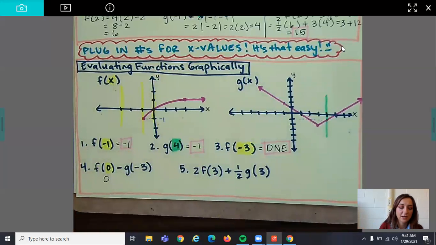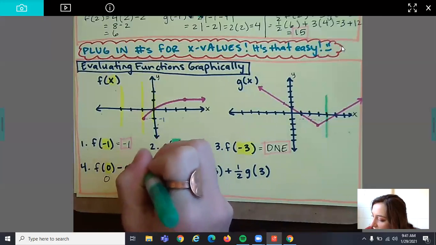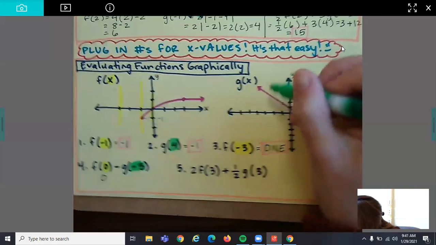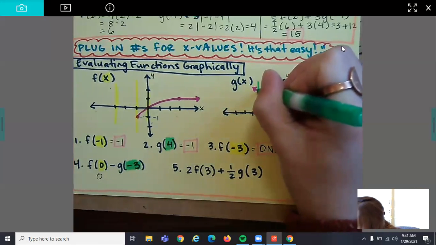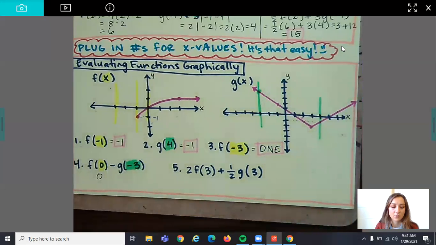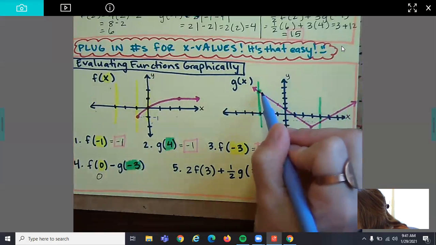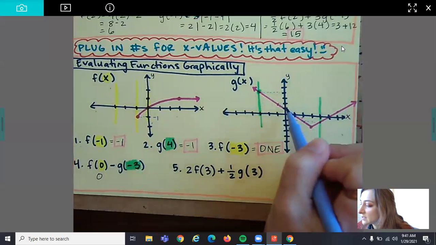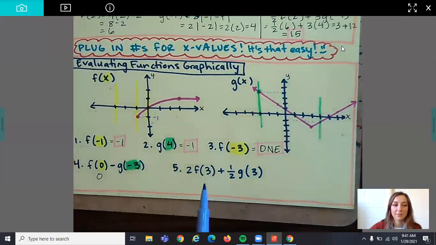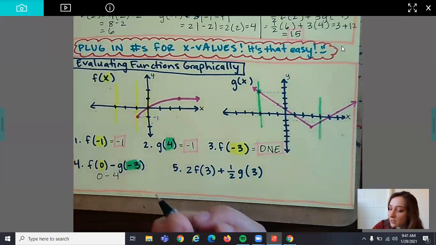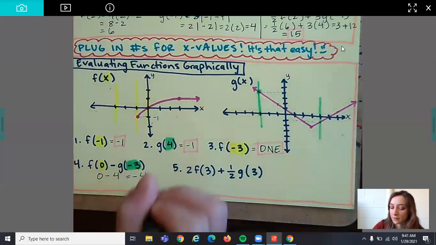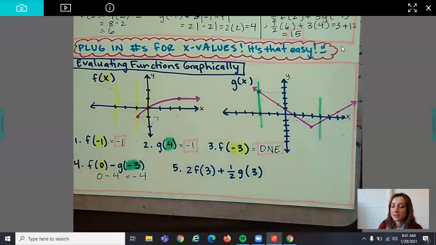Now let's look at g. g of -3, that means I'm going to go to -3 on the x-axis. 1, 2, 3. I'm going to draw my line. And you can see it's hitting this point right up here. So I'm going to see what the y value is that's associated with that. And you can see that's +4. So that means that g of -3 is +4. So it's going to be 0 minus 4. And 0 minus 4 is going to give us -4. So that is your answer.